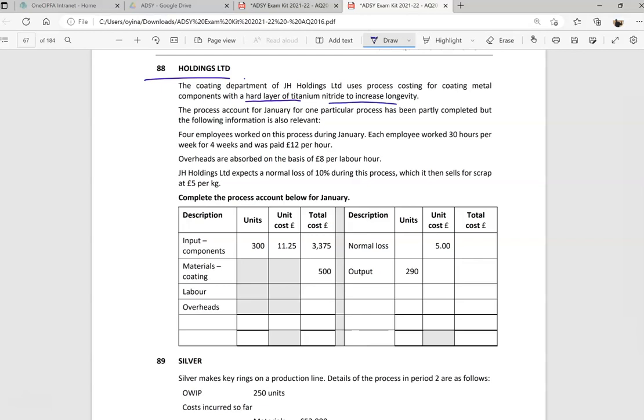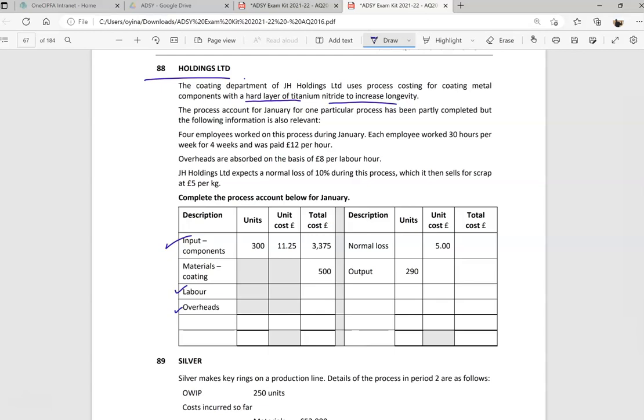With process costing, remember, we're going to have some inputs. We're expecting some normal losses. We've played around with this within class. So here we have the process. These are the inputs so far. We have some material and coating. What we now need to do is find labor and overhead, so we know the total cost that has gone into this process.